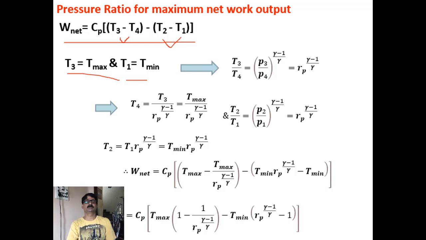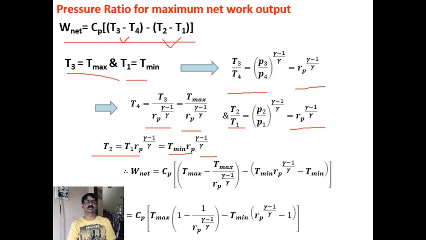And as all of you know, T3 by T4 is (P3 by P4) to the power (gamma minus 1) by gamma. It can be written as Rp to the power (gamma minus 1) by gamma. So you can write T4 is equal to T3 by Rp to the power (gamma minus 1) by gamma, or Tmax divided by Rp to the power (gamma minus 1) by gamma. Similarly, T2 by T1 is equal to (P2 by P1) to the power (gamma minus 1) by gamma, or Rp to the power (gamma minus 1) by gamma. But T1 is Tmin. So T2 is equal to T1 into Rp to the power (gamma minus 1) by gamma, that is Tmin into Rp to the power (gamma minus 1) by gamma.